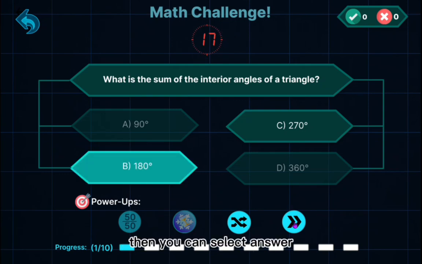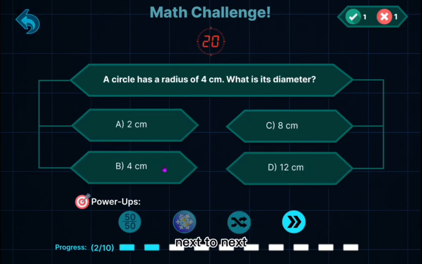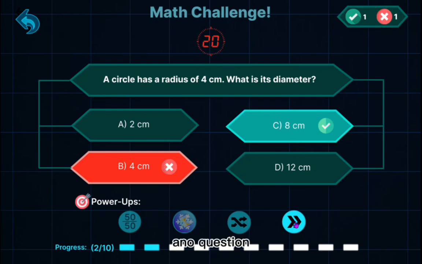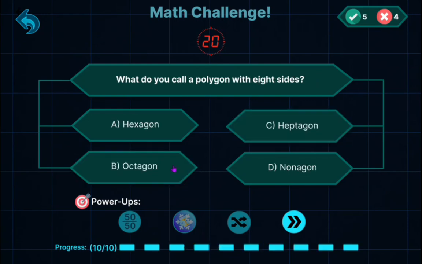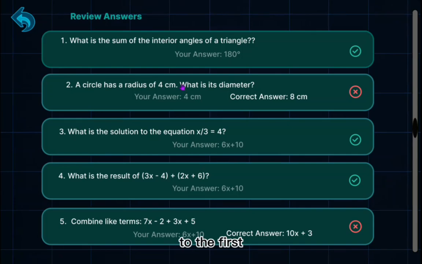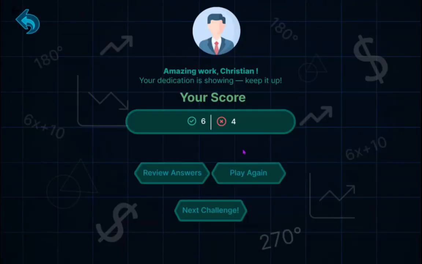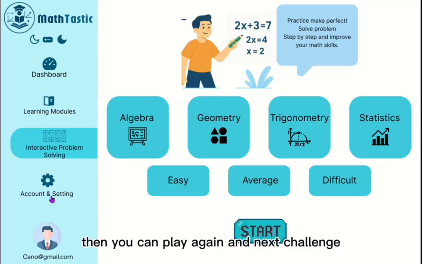Then you can select an answer, and go next to the next question, then select an answer, next, and also select an answer again, and you can review answers again, and it's the same as the first quiz. Like, you can see the final answer, then you can play again, and next challenge.